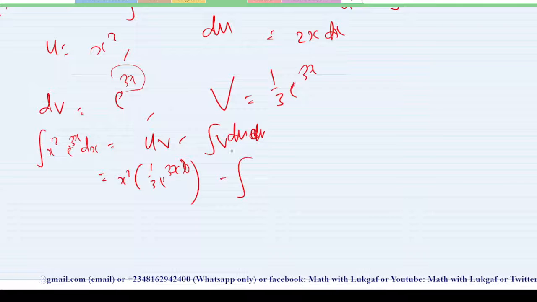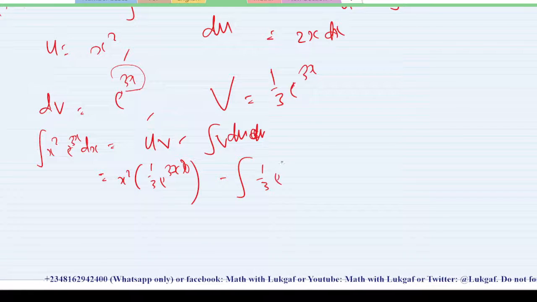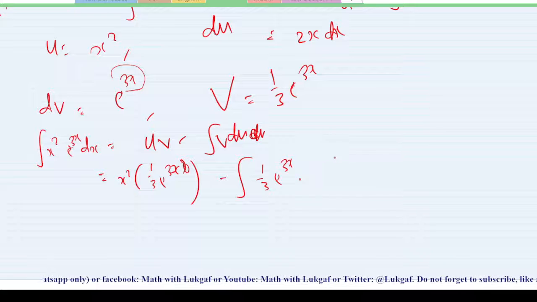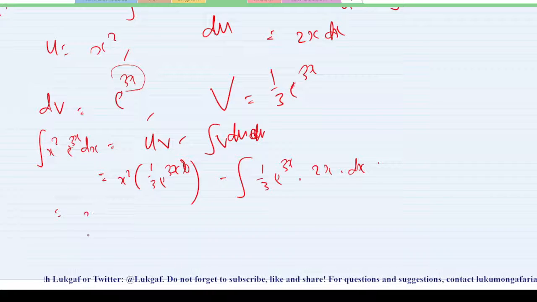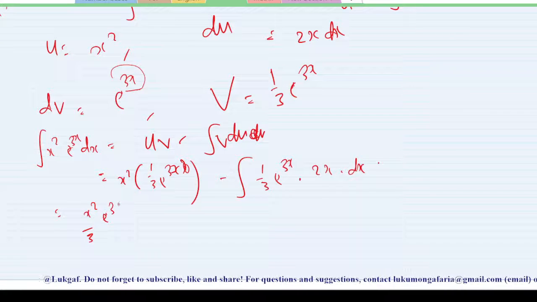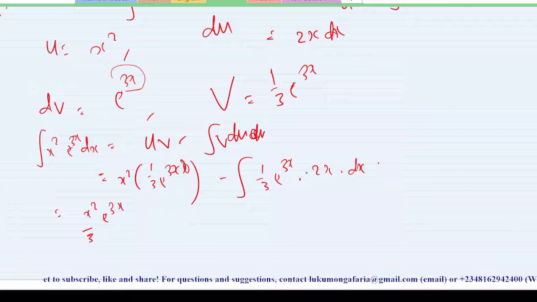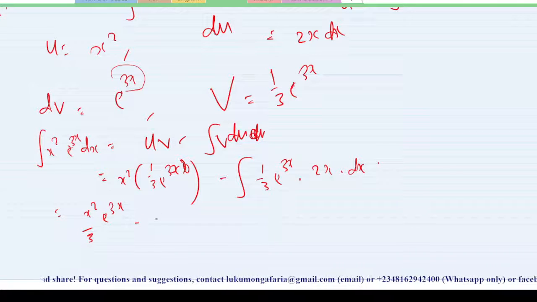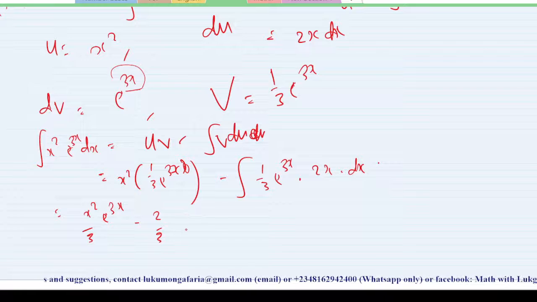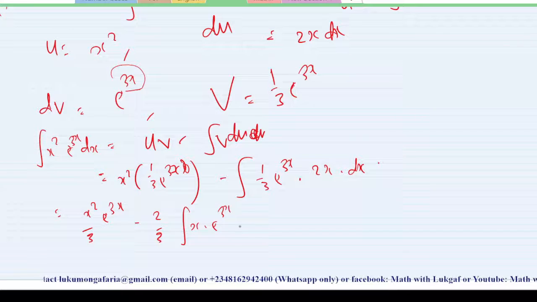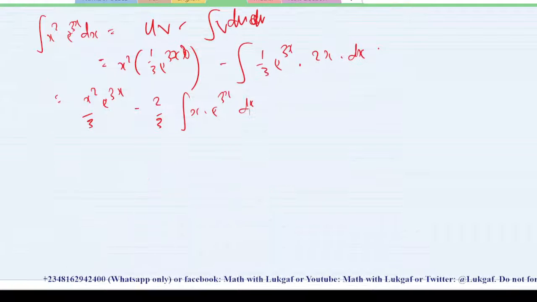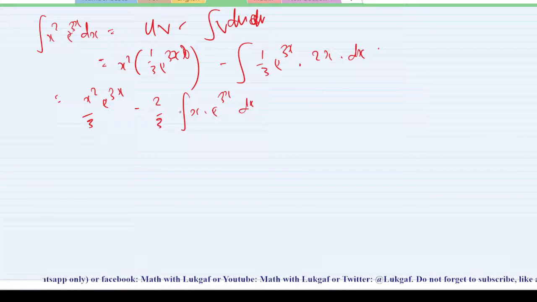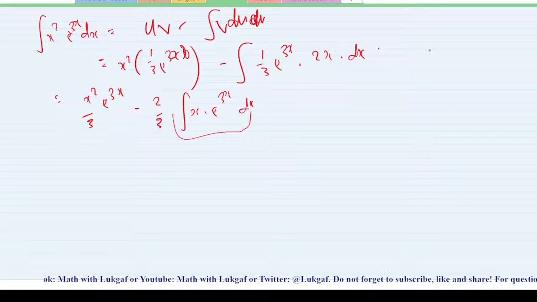Then minus the integral of v, which is 1 over 3 e raised to the power 3x, and your du is 2x multiplied by dx. And I'm going to have x squared over 3 e raised to the power 3x. You can take away this constant: minus 2 over 3 integral of x e raised to the power 3x dx. You can see we still have another integral, so you still do it using integration by parts, since the principle cannot work.